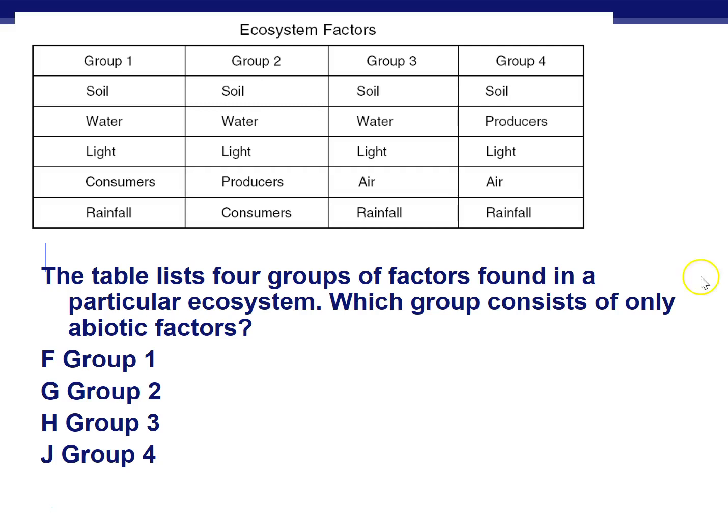So for this one, if we're looking at things that contain only abiotic factors, we've got soil in all of them. Well, that's abiotic. Water, producers, those would be plants. So nope, that one's out. Light's definitely not living. Here you have consumers and producers. That's not going to work. So we've got air. Okay, that's non-living. And rainfall. So group 3 is going to be the one that's only abiotic factors.